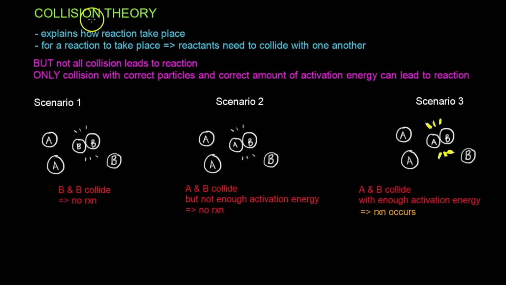Basically, the collision theory explains how the reaction takes place. For a reaction to take place, reactants need to collide with one another, and hence the name collision theory. Because collision is needed here. Basically, you can imagine 2 marbles striking each other. That's called collision. But the thing is, not all collisions will lead to reaction.